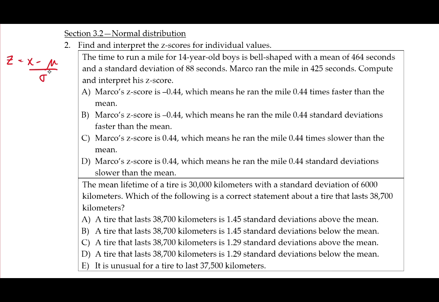The time to run a mile for 14-year-old boys is bell-shaped with a mean of 464 seconds and a standard deviation of 88 seconds. Marco ran the mile in 425 seconds. Compute and interpret his z-score.